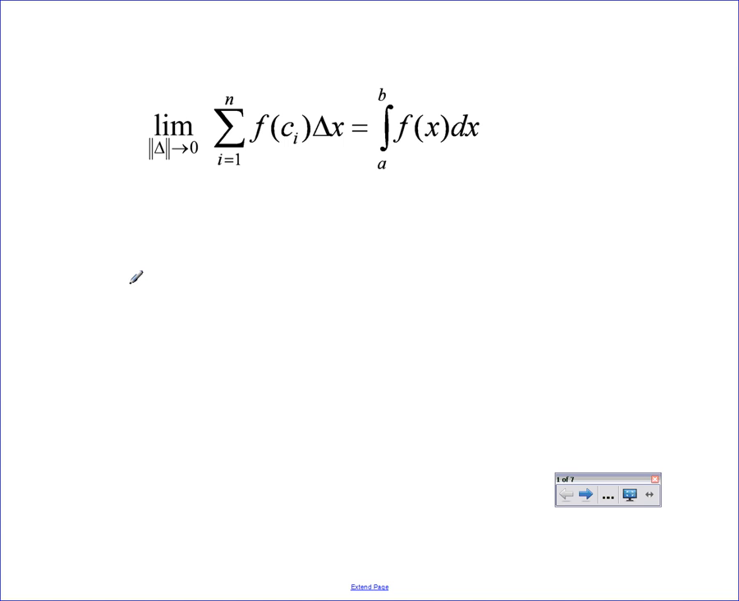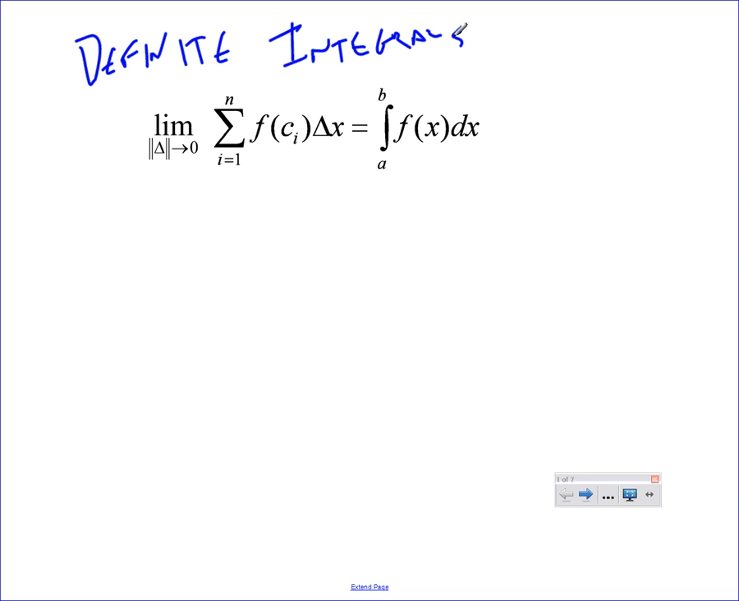Today we're going to learn about, visit with, spend some time with a little thing we like to call the definite integral. You'll notice that right below where I'm writing is this thing. This is what we've been using as we've been working through the last couple of days, using the fact that we can find the area of a little box, f(c sub i) times delta x, and we sum all those up.